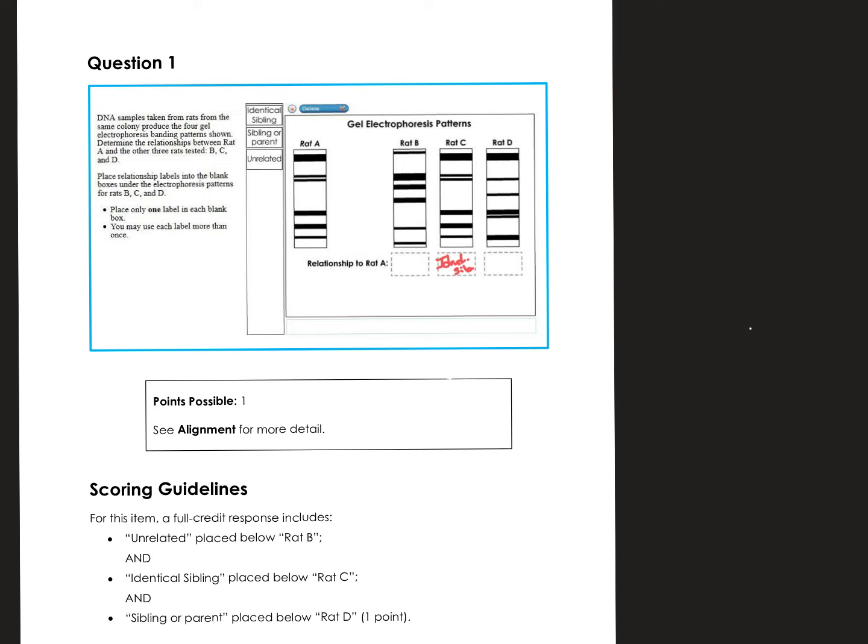The next, so that takes care of identical, that's moved, and I can use it. You place only one symbol in each box, but you could use the label more than once. Okay. Well, one would assume if they had 2 of them, if C and D had the same identical pattern, they'd be triplets, right? In this case, they're just twins.